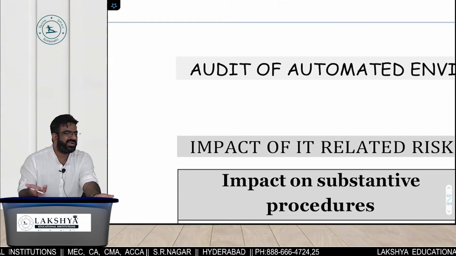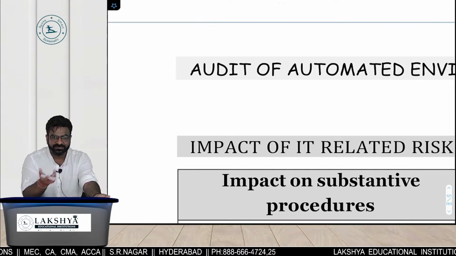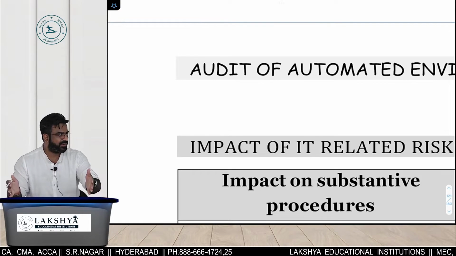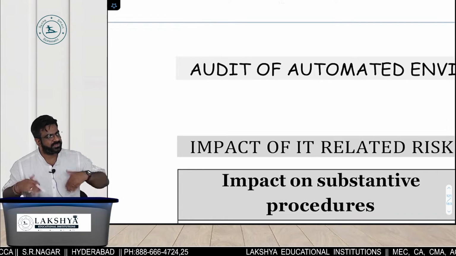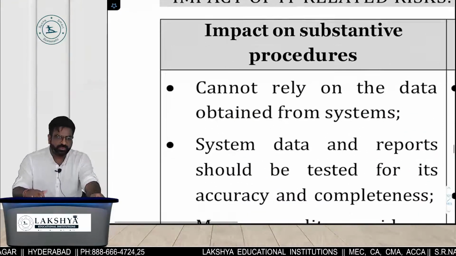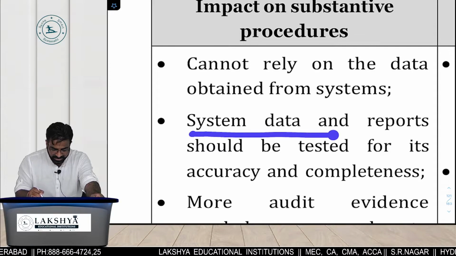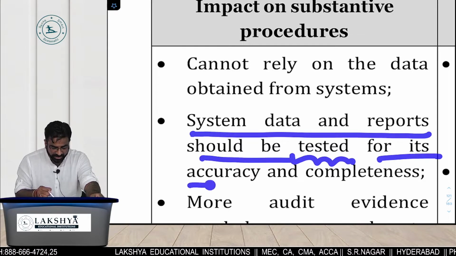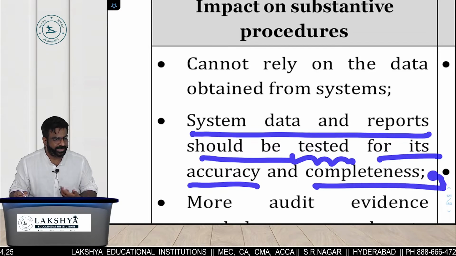देखो मैनुअल ऑडिट में अपन क्या करते हैं? मैनुअल ऑडिट में भी अपन इंक्वायरी करते हैं, इंस्पेक्शन करते हैं, रिकम्प्यूटेशन करते हैं, रेशियो एनालिसिस, बट नाउ इट इज मैनुअल और ऑटोमेटेड. So when their accounting is automated, my audit tools also are going to be automated. So we will test their information. Now see this point, read the point. System data and reports should be tested for its accuracy and completeness. How will I be able to test it? With the help of my tools.